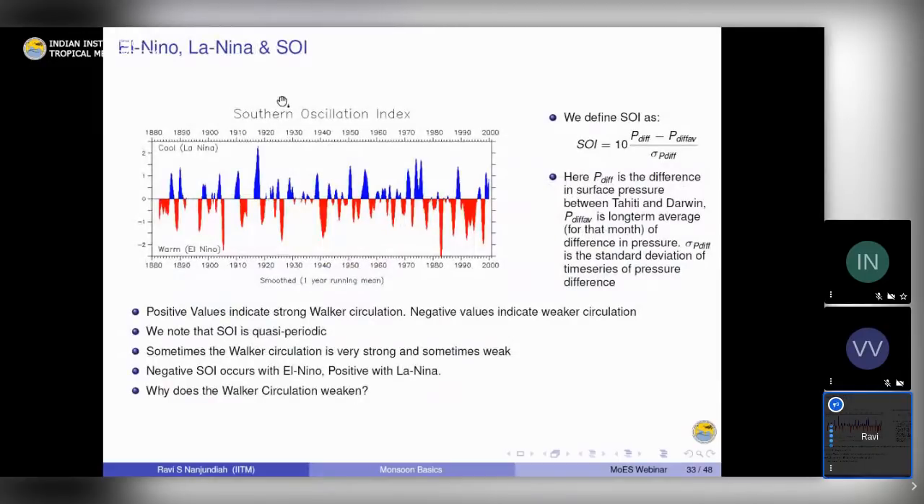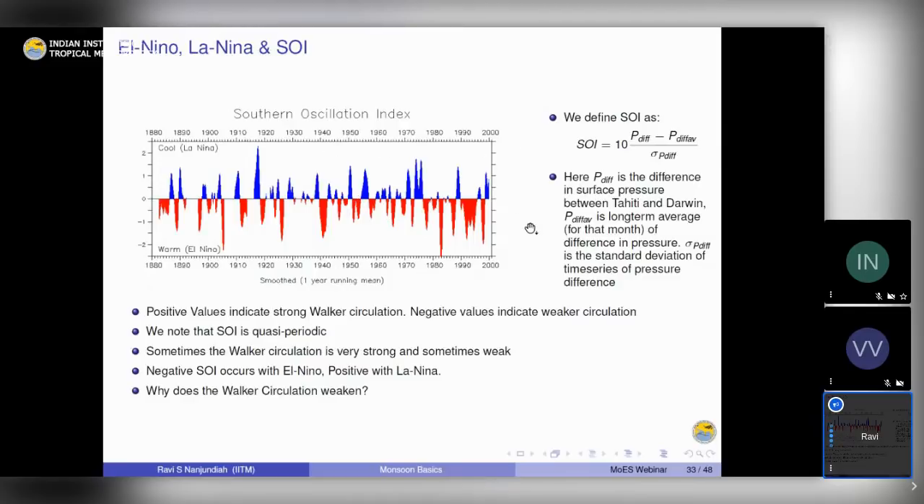And the measure of the southern oscillation is the southern oscillation index, which is defined in the following way. Positive values indicate strong Walker circulation. Negative values indicate weaker circulation. And we note that it is quasi-periodic. There were periods when the SOI was fairly positive in most of the period, between 1920 to the 1940s or 1950s. Then again, there were long periods in the 1980s when it was in the negative phase. That is, this was the La Nina or the negative SOI phase, and this was where we have more positive SOI, and those were the periods when rainfall was also much more copious over the Indian region.